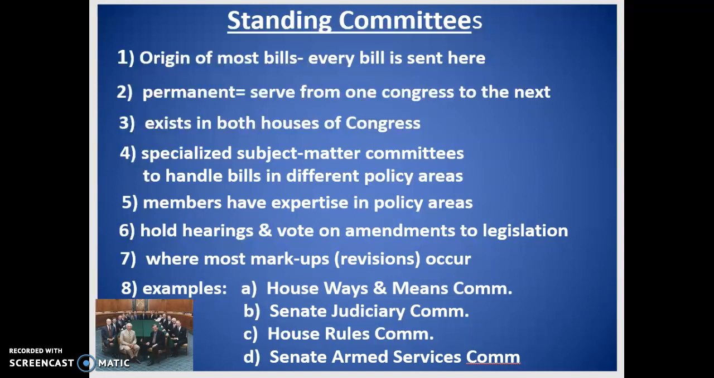The House Rules Committee, like we said on Friday, this is the most important committee because they control the agenda. On the House side, it is once again only a House thing. And then the Senate Armed Services Committee, just another important committee on the Senate side. Once again, the House Rules Committee is only on the House side. There is not one like that on the Senate.